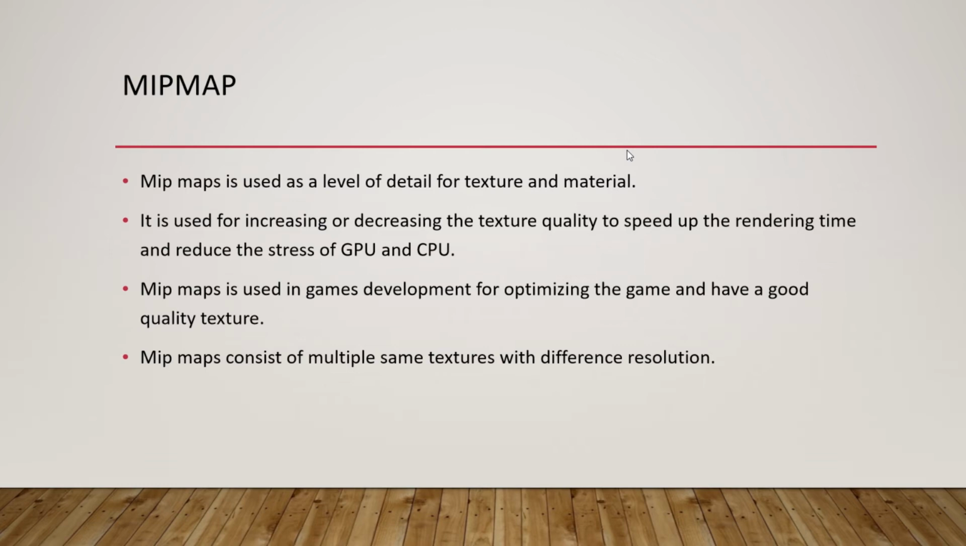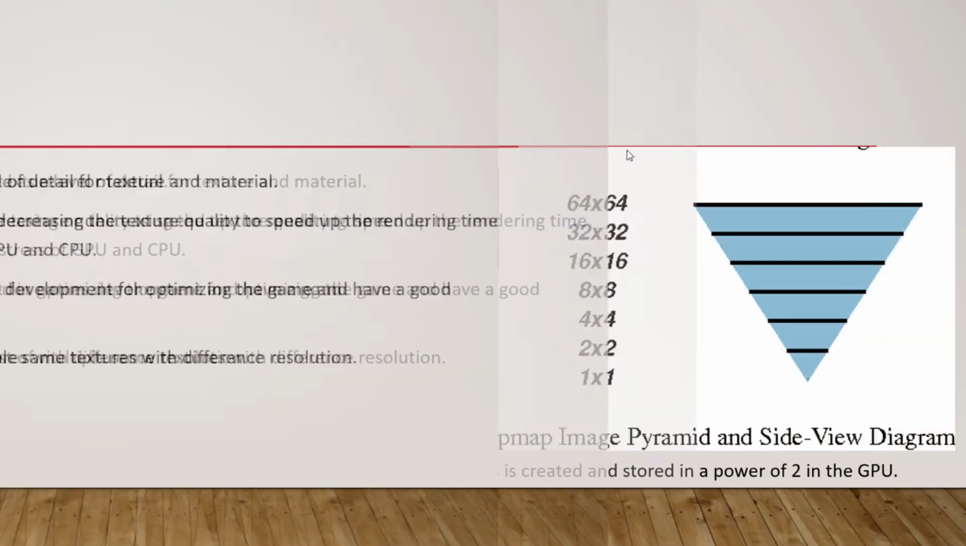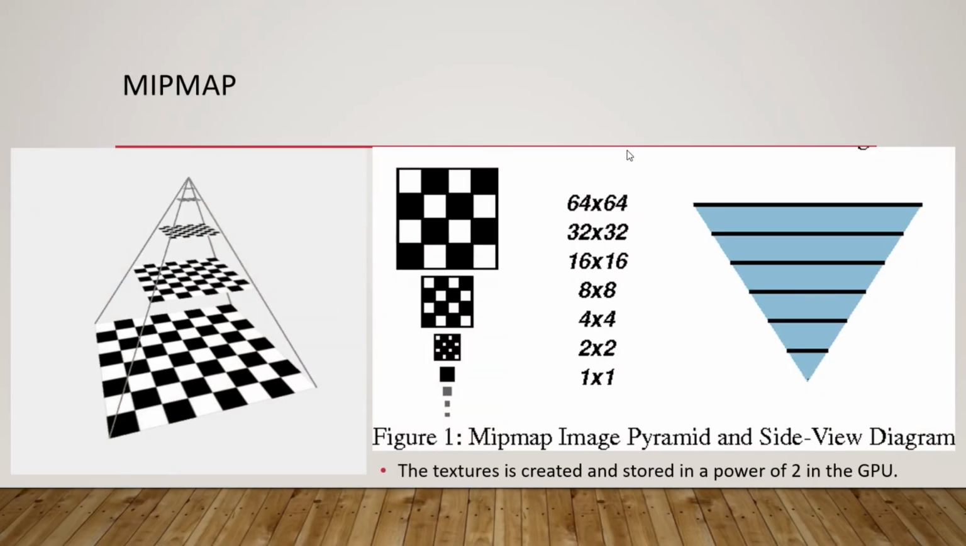Mip maps consist of multiple same textures with different resolutions, and we can see here it is an identical kind of image but with different resolutions.